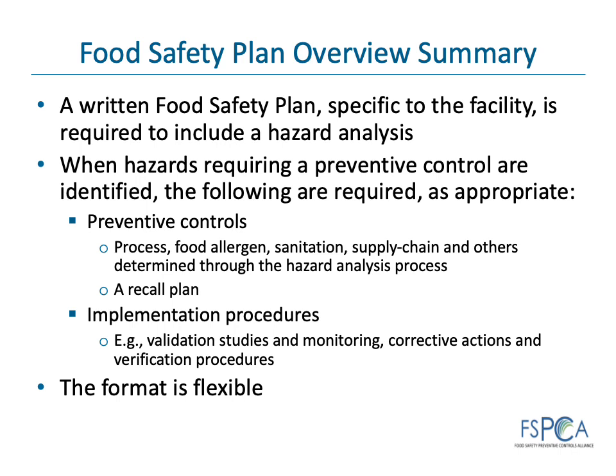In summary, the food safety plan is a written document that is specific to the facility. It must contain a hazard analysis and separate plans or programs that address process preventive controls, allergen preventive controls, sanitation preventive controls, supply chain programs, and other preventive controls determined to be necessary through the hazard analysis process. It must also contain a recall plan for food where a hazard requiring a preventive control has been identified.